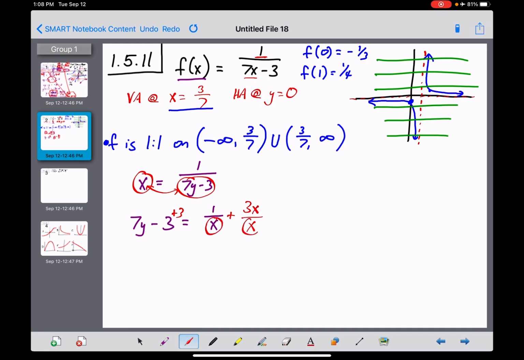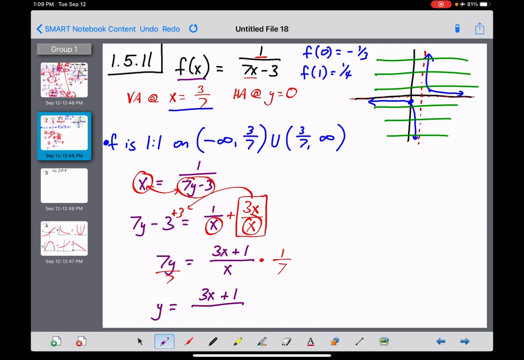Because that gives us a common denominator right here, but we can do it because the 3x over x still has the same value as 3. So 7y equals, and this will now be a 3x plus 1 all over x. And the last step now would be to divide by 7. But remember that dividing by 7 is the same thing as multiplying by its reciprocal, 1/7. And we end up with y is equal to a 3x plus 1 all over a 7x.